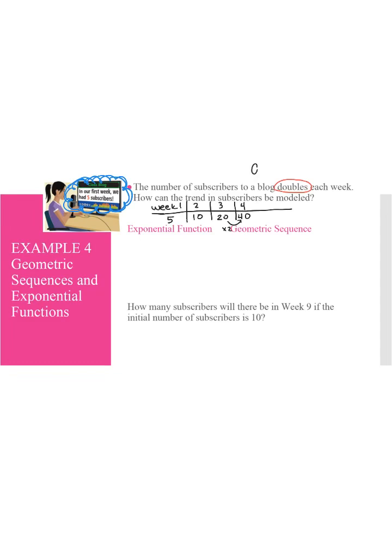A geometric sequence, the explicit formula, utilizes the first term and then the common ratio. An exponential function is a little bit different, although it looks similar. Y equals a times b to the x. A in an exponential function represents our y-intercept.